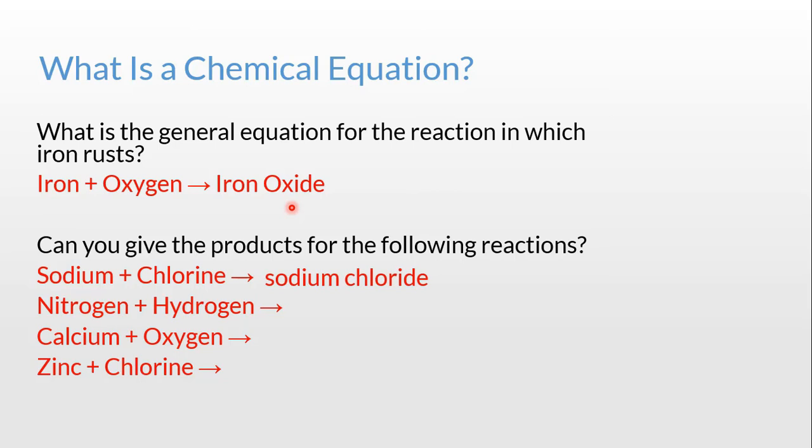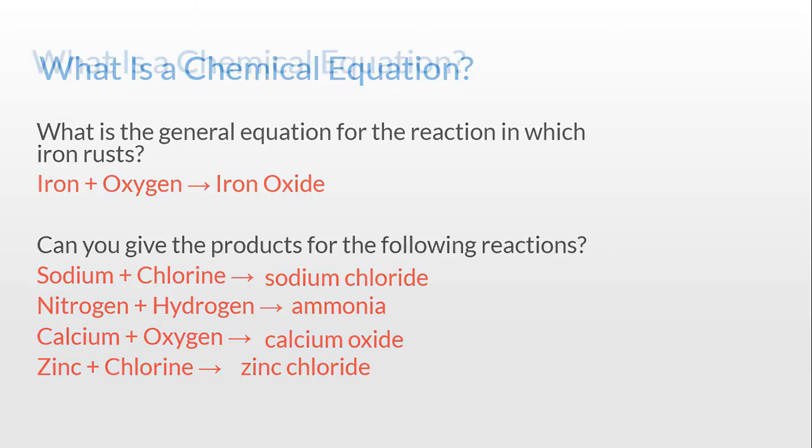Did you get them right? Okay, sodium plus chlorine gives us sodium chloride, nitrogen plus hydrogen gives ammonia, calcium plus oxygen gives us calcium oxide. Very good. Then zinc plus chlorine gives us what? Zinc chloride. Very good. Hope you had all of them right. Sodium and chlorine give sodium chloride, nitrogen and hydrogen give ammonia, calcium and oxygen give calcium oxide.